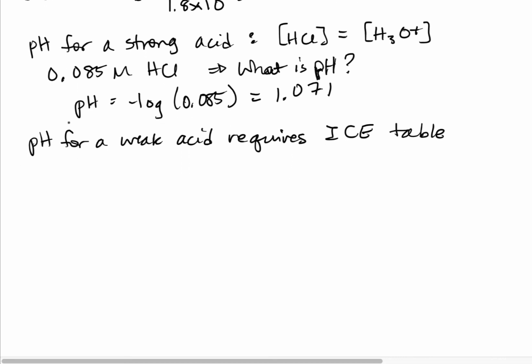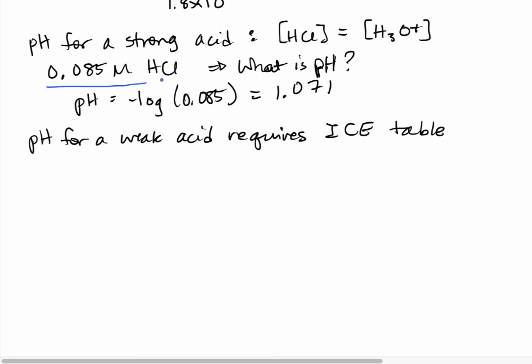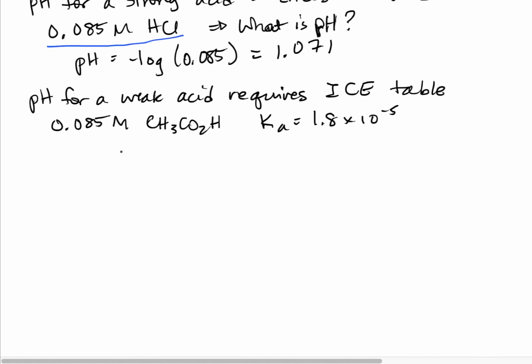with acetic acid. We'll stick with the same concentration just so we can compare apples and apples. So we'll say, what is the pH of a 0.085 molar acetic acid solution in comparison? Since its Ka is 1.8 times 10 to the minus 5 instead of really large. So our process for calculating this is exactly the same as any time that we're going to use an ICE table, which is that we start out with our equilibrium constant expression.